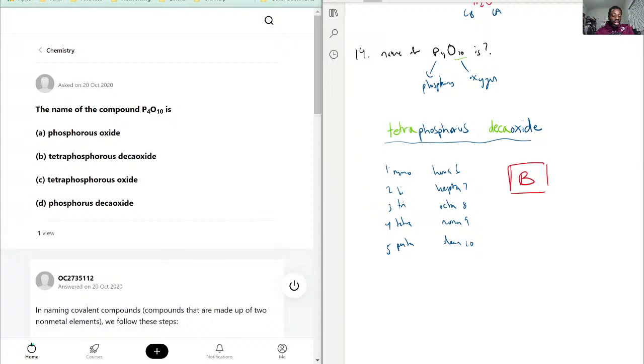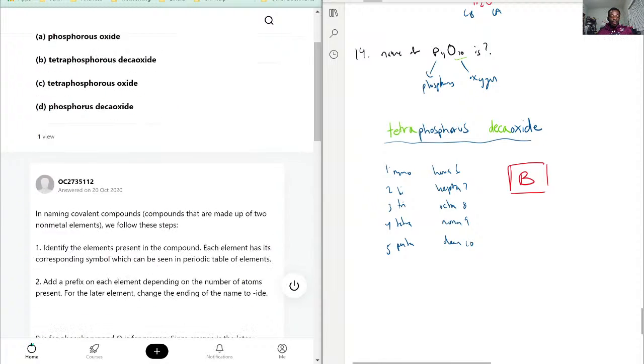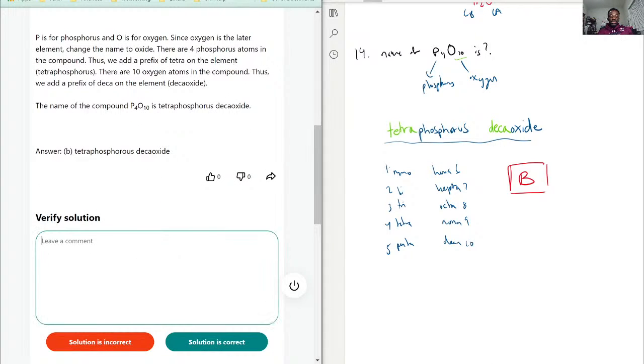And D, same thing. If phosphorus was just P by itself, then you don't typically see the mono in the first one. A good example of that is dihydrogen monoxide, where you actually have two hydrogens and one oxide. But when you have nitrogen dioxide, you rarely hear mononitrogen dioxide. You just say nitrogen dioxide. With that being said, though, phosphorus decaoxide is wrong because it ignores that it has 4 phosphorus there. So the only answer is B, tetraphosphorus decaoxide.